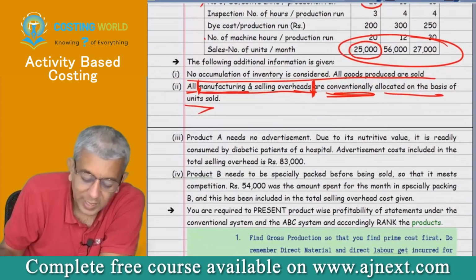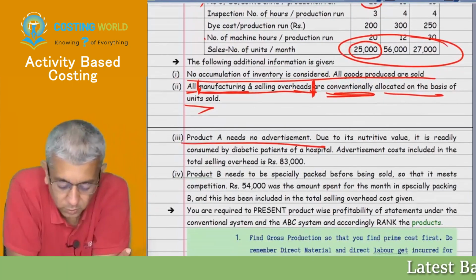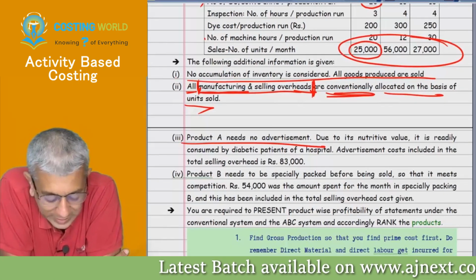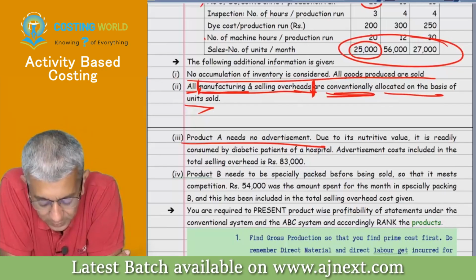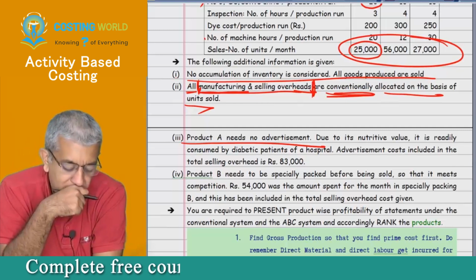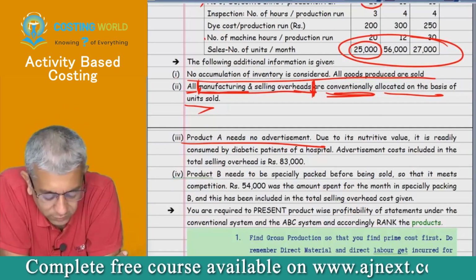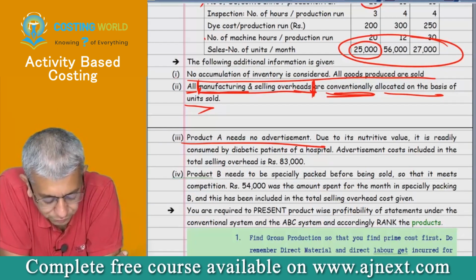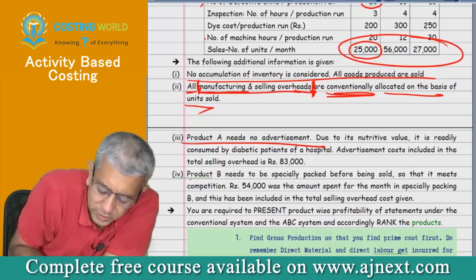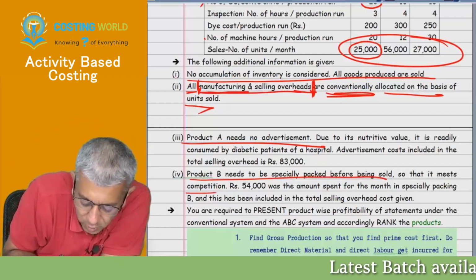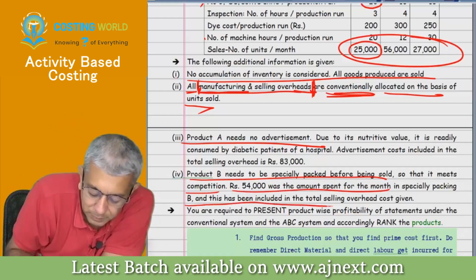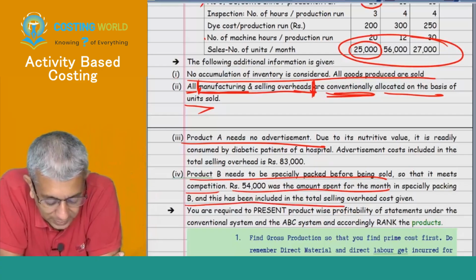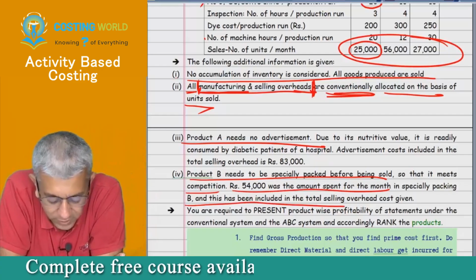Further, product A requires no advertisement. Due to its nutritive value, it is readily consumed by diabetic patients of a hospital. Fine. Advertisement cost included in total selling overheads is 83,000. Product B needs to be specially packed before being sold so that it meets the competition. 54,000 was the amount spent for the month in specially packing B, and this has been included in total selling overhead cost given.